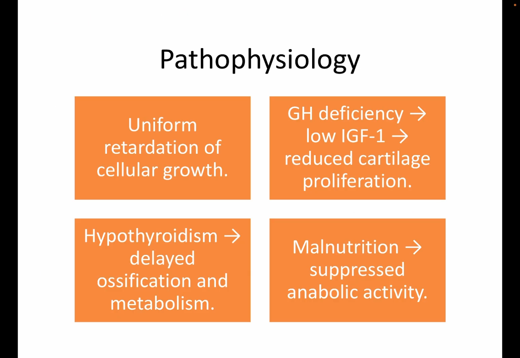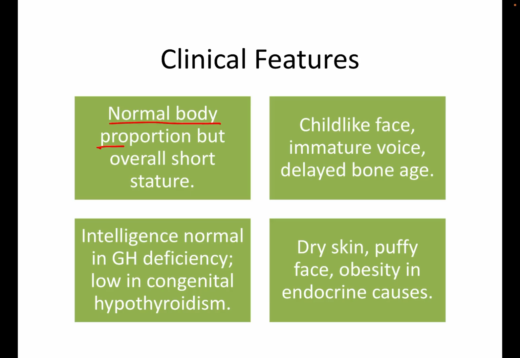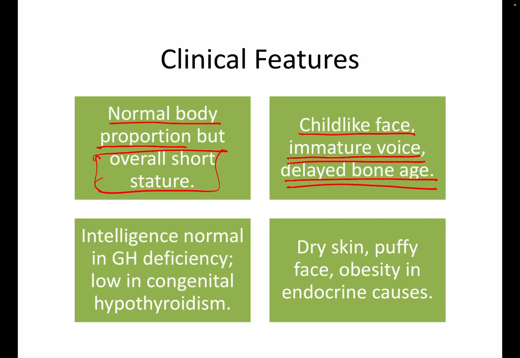Now, what is the pathophysiology? There will be uniform retardation of cellular growth. In growth hormone deficiency, there will be low IGF-1, then reduced cartilage proliferation. In hypothyroidism, there will be delayed ossification as well as delayed metabolism. In malnutrition, there will be suppressed anabolic activity. So the body will appear normal in proportion, but overall there will be short stature. A childlike face will be present, with an immature voice, especially in boys, and there will be delayed bone age. So there is a difference between bone age and chronological age.